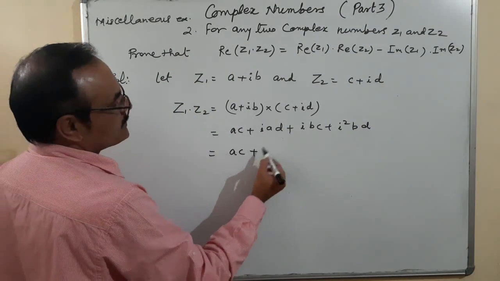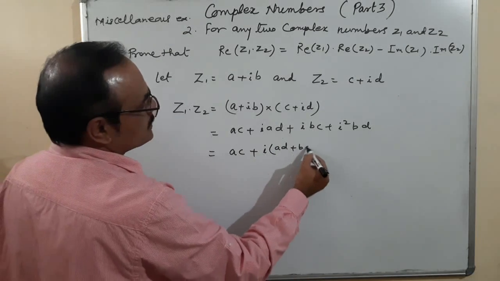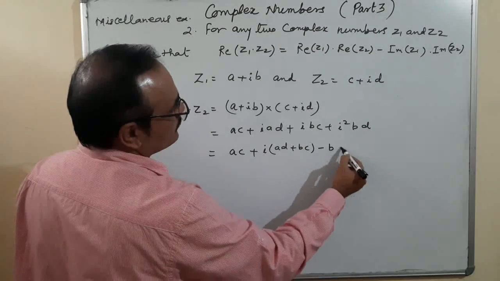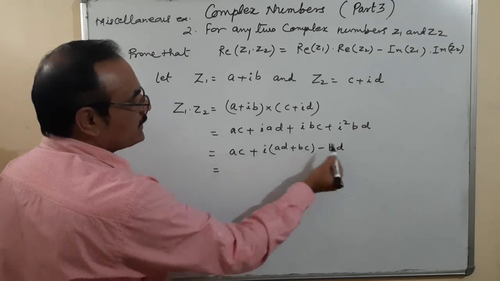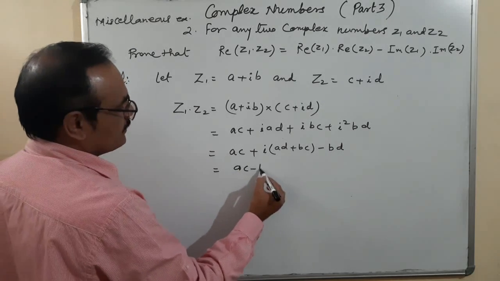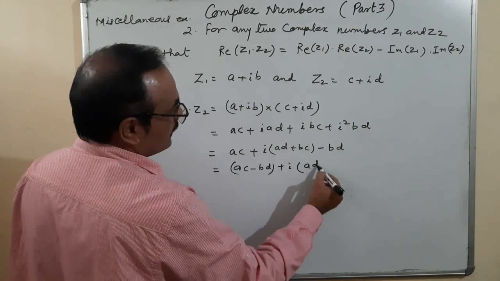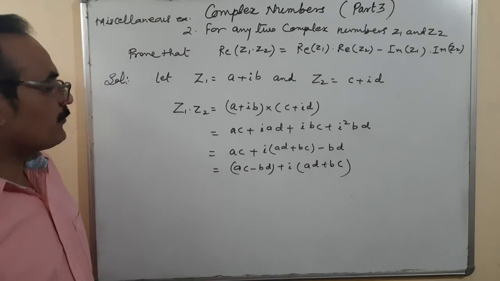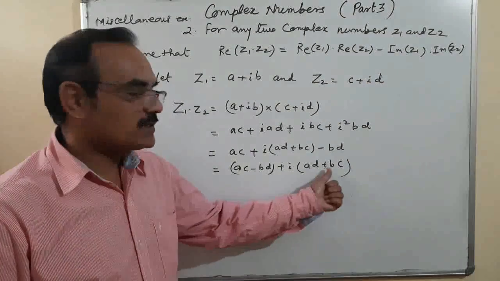AC plus i common, AD plus BC, i square minus 1 into BD. So when we collect the real part, it is AC minus BD plus i times (AD plus BC). What is the real part of it? AC minus BD. Imaginary part, AD plus BC.